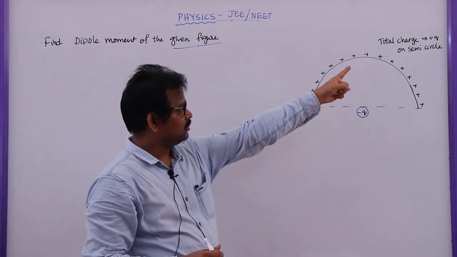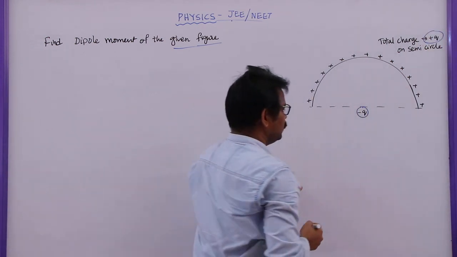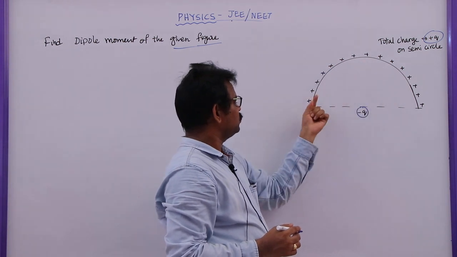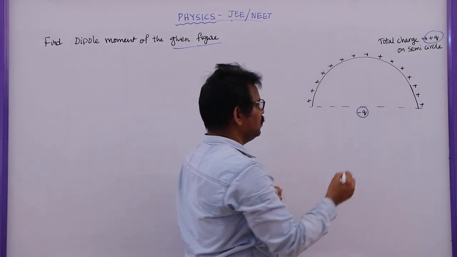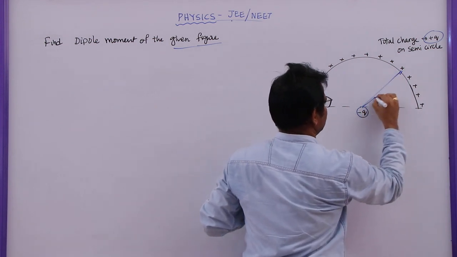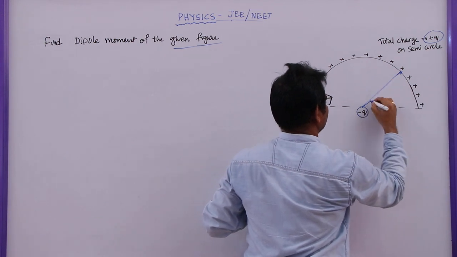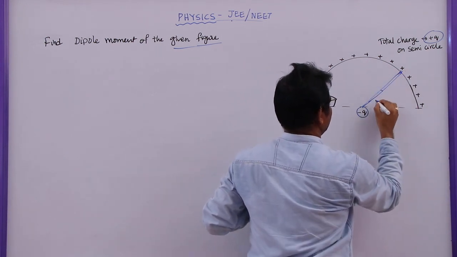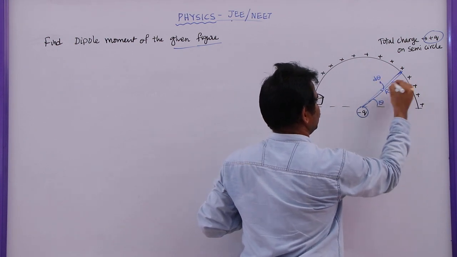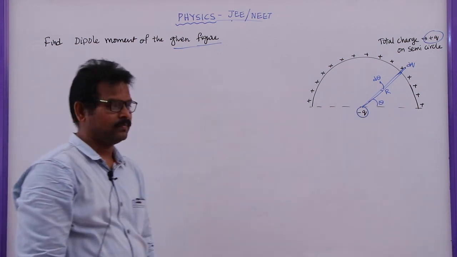The total charge on the semicircle is given as plus q. This plus q is divided into small elemental portions. Let me take a small portion here, at a distance r. Let us say this angle is theta and the small angle is d theta. This is radius r, so this portion carries charge dq over length dl.